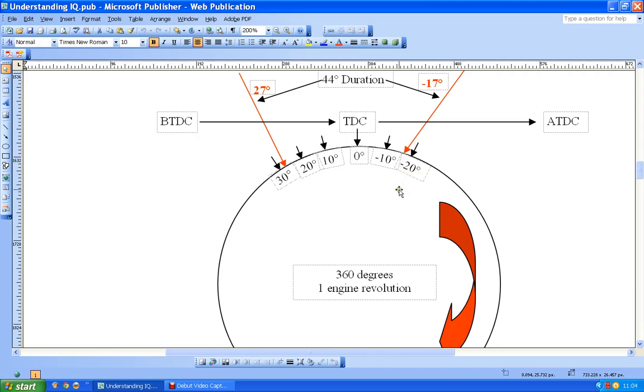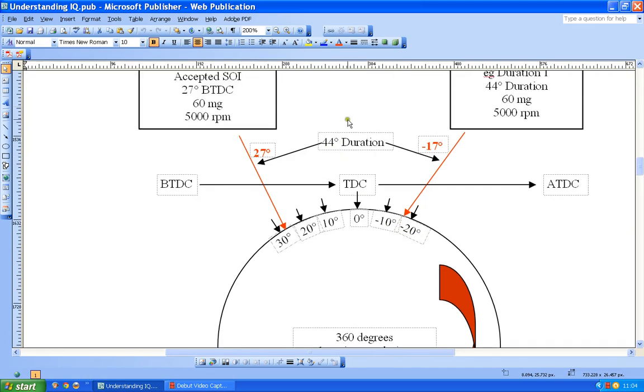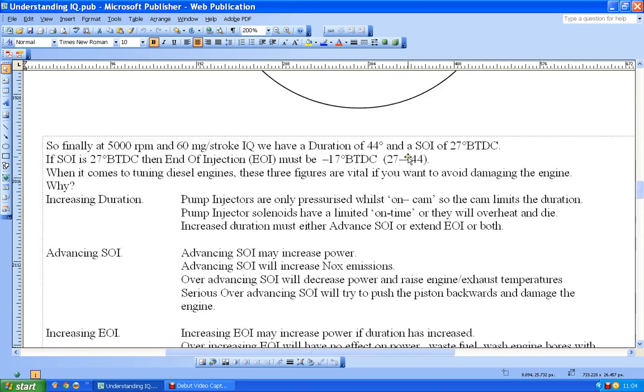Now you can see what you're up against, because let's take 44 degrees and 60 milligrams, and say to ourselves, okay, let's tune the engine. Right, let's go and look at some figures. I've just stuck these here to make life simple, because otherwise I'll have to keep writing them down. Let's play with the figures. 5,000 revs, 60 milligrams, 44 degrees, start at 27. So there I'm starting at 27. I must be ending at minus 17, because 27 minus 44 is minus 17. Right, so we've got that. So why can't we just go ahead and play with this?